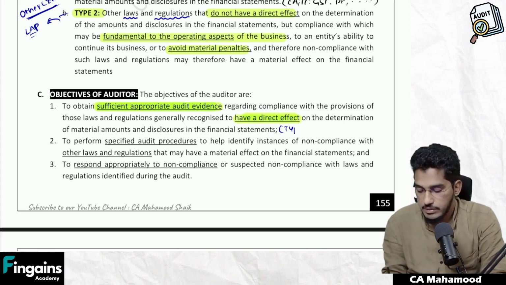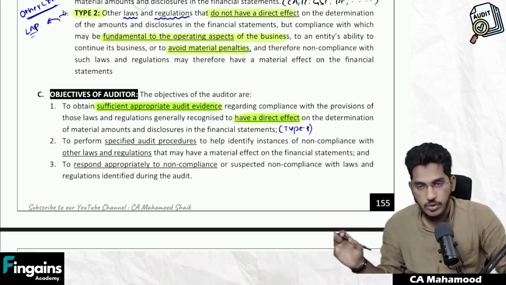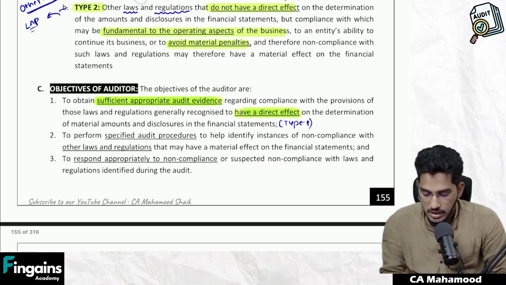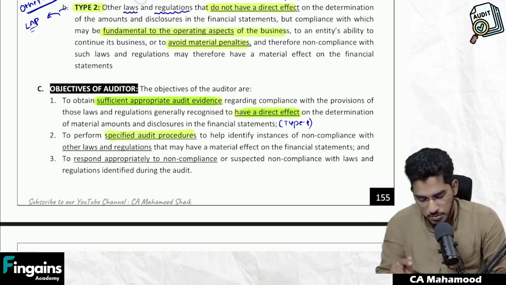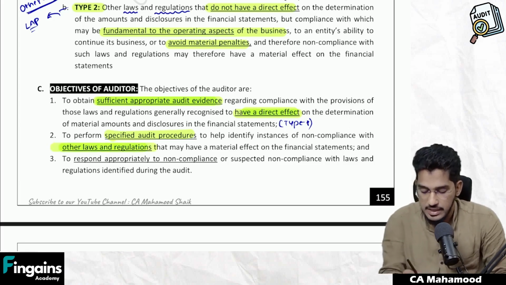Whenever it comes to Type 1 laws and regulations, the auditor needs to treat it like any other item of financial statements, perform in-depth audit procedures and try to obtain sufficient and appropriate audit evidence. However, for other laws and regulations, the auditor performs only specified, or even limited, audit procedures to help identify instances of non-compliance. As I have told, sometimes they use the terms interchangeably.